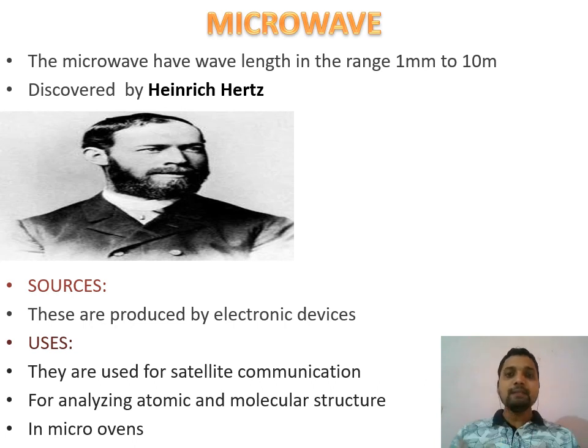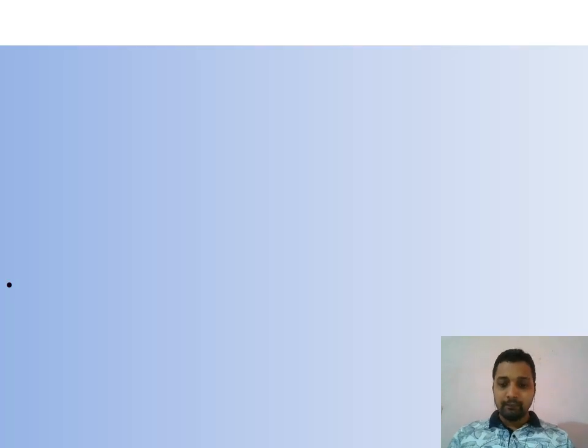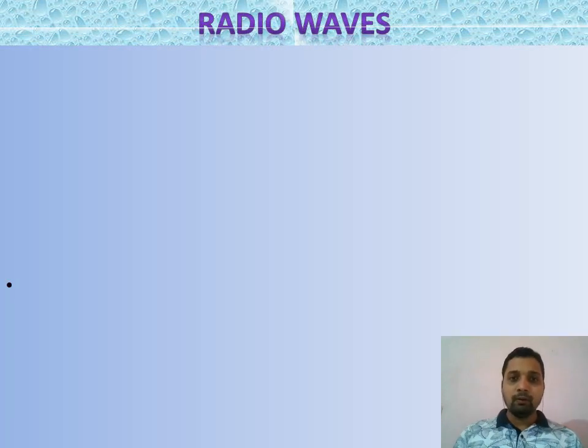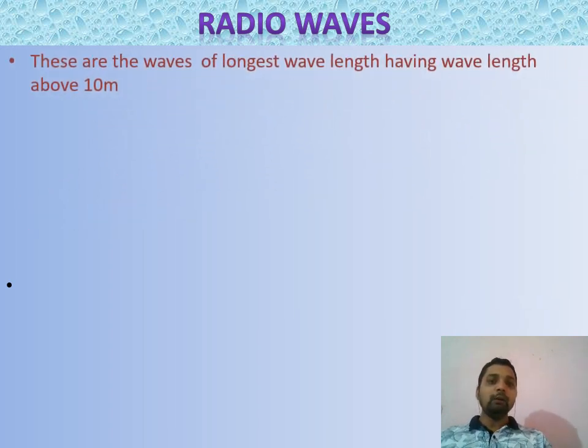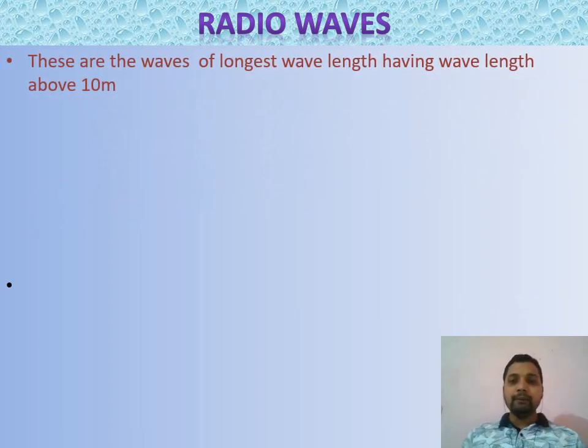Beyond microwaves, we have another wave called the radio wave. Radio waves are what we use at home: in satellite communication, TV signals and radio signals come from radio waves, from the radio station to our radio and television, and from the satellite to our TV set-top box. Radio waves have a very high wavelength, above 10 meter.